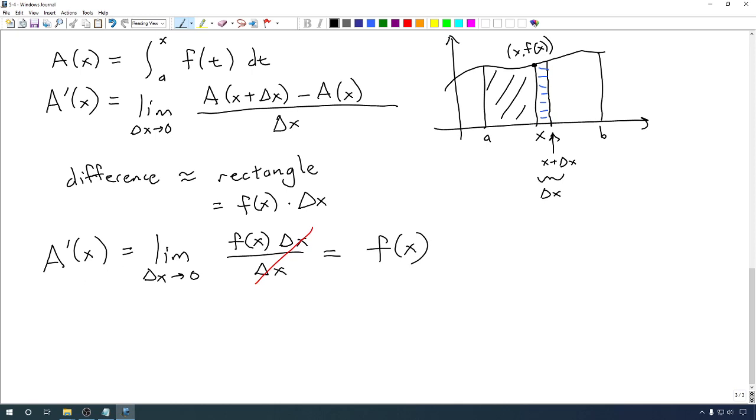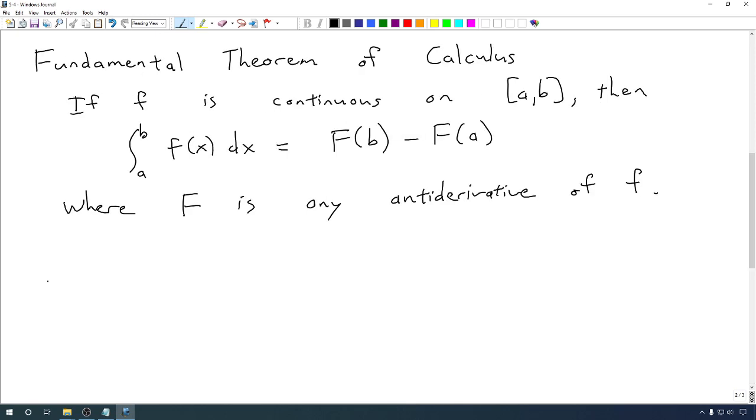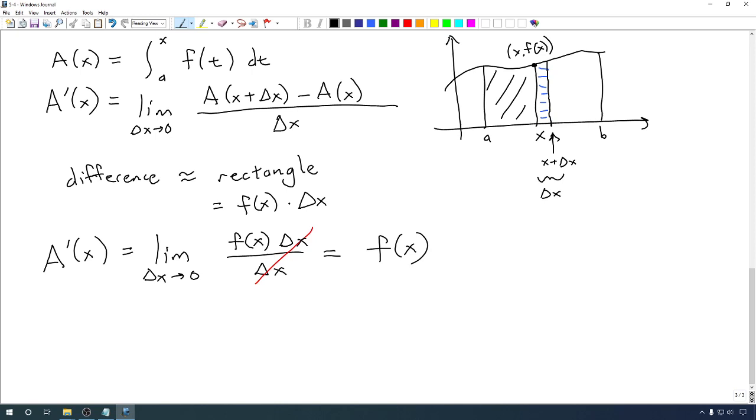That means that A is an antiderivative of f. It may not specifically be this same antiderivative that we have here, this capital F. And we want to say that any antiderivative can be used. We don't want to have to specifically look for one antiderivative. But we do know that any antiderivatives of the same function have to only differ by a constant. That means this A of x has to be that capital F of x plus some c. And we can find that c pretty easily just by plugging in a number. I'm going to go ahead and pick a.